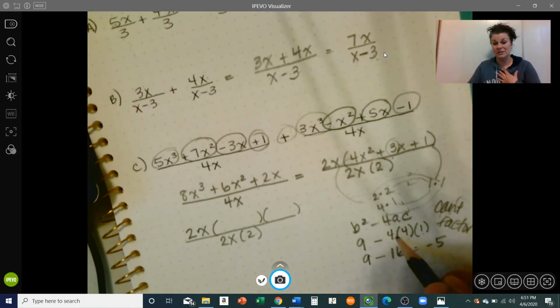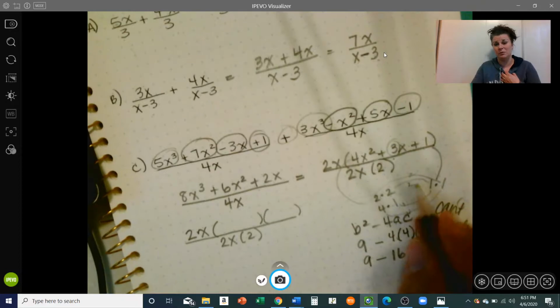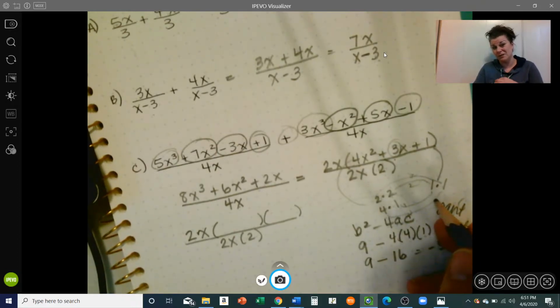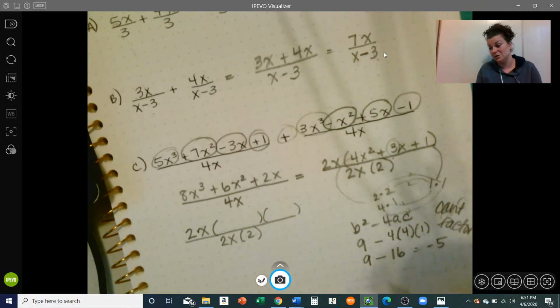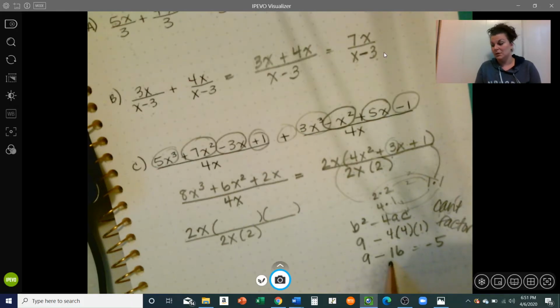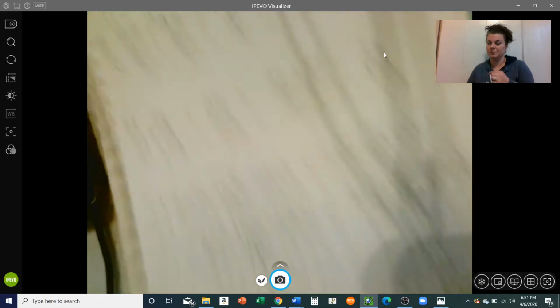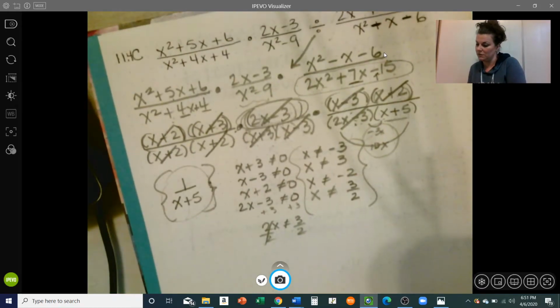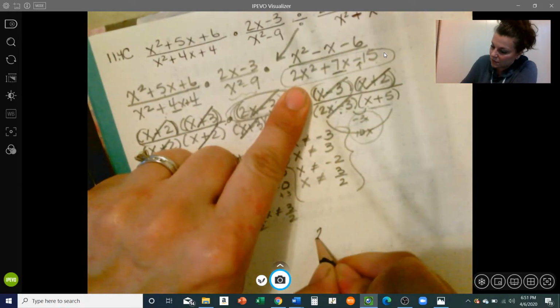Okay, so if you do that little test, that can save you from doing a lot of effort trying to figure out if it's factorable or not. You just have to make sure you do your math right. So let's look at one of these up here so you can see how that works.